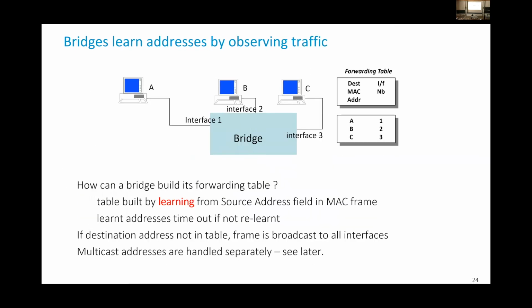But how does the bridge know that B is on interface number 2? Well, the assumption is that B will reply sooner or later, and the bridge learns everything. So a MAC packet contains a source and destination address. When B speaks for the first time, then by reading the source MAC address, the bridge will discover that on interface number 2, there is a system that has the MAC address B, and it will put it in its table.